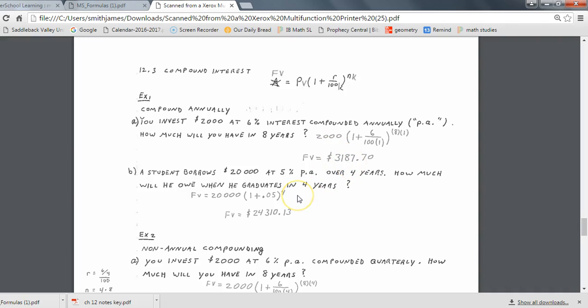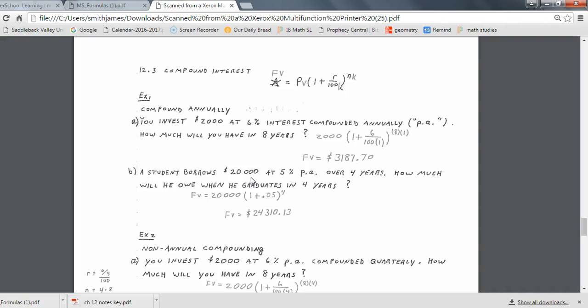So here's another example. A student borrows $20,000. Here we're looking at the same formula, but now it's the downside of interest. This is you borrowing money instead of you earning money. But it still works the same way.